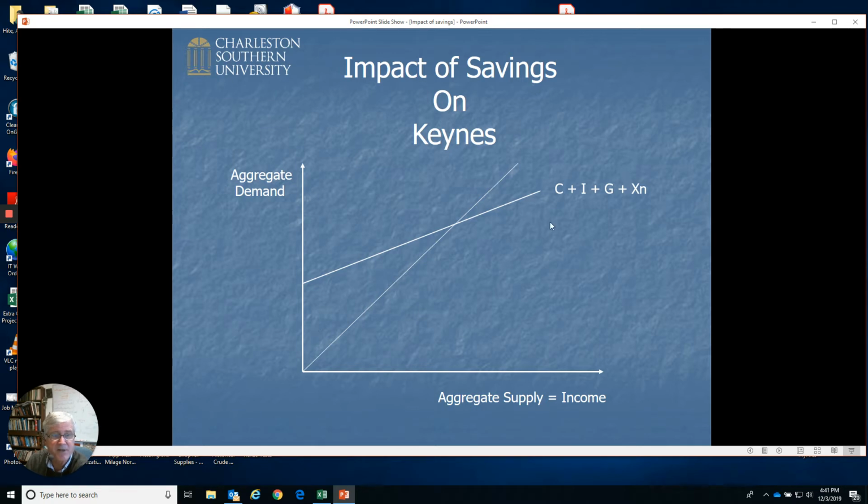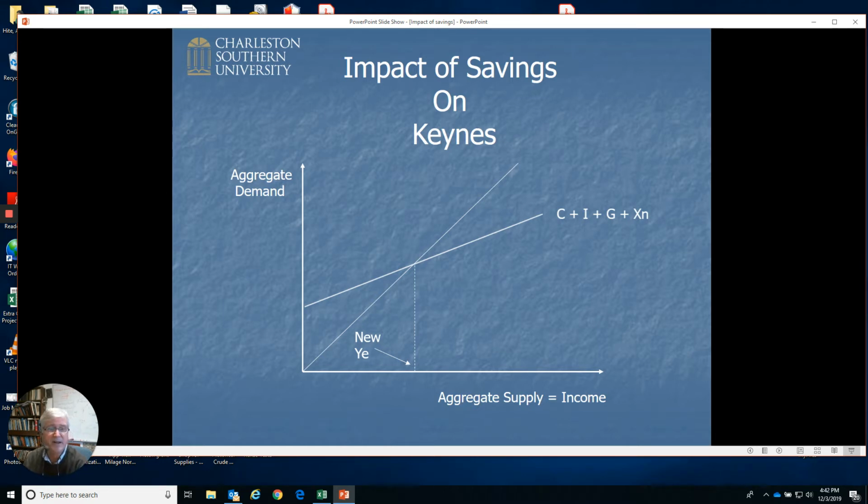Now watch this. If we save more, consumption will fall. And since consumption is a component of aggregate demand, it'll cause the aggregate demand function to fall, and we'll establish a new equilibrium at this lower spot, the new equilibrium. So in the Keynesian model, an increase in savings causes a decrease in consumption. Consumption is a component of aggregate demand, so aggregate demand falls and equilibrium income falls.